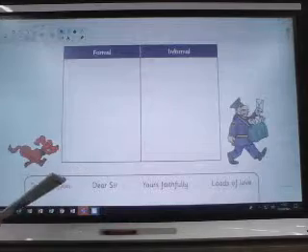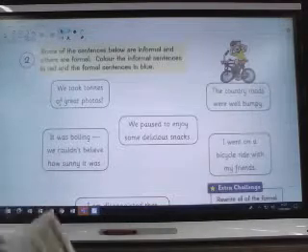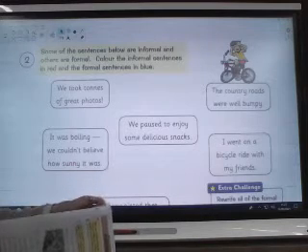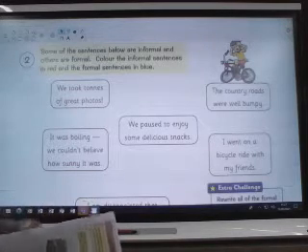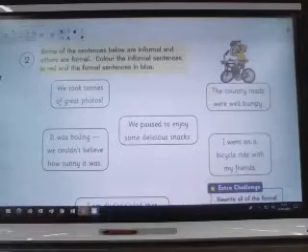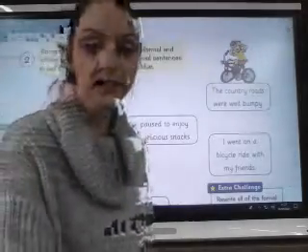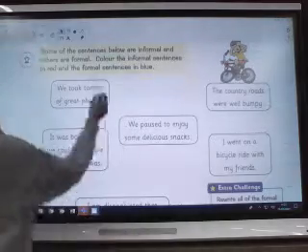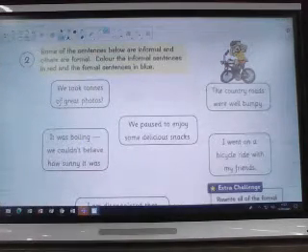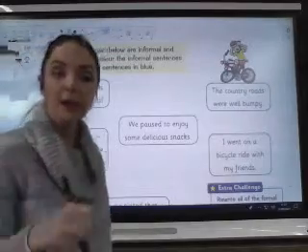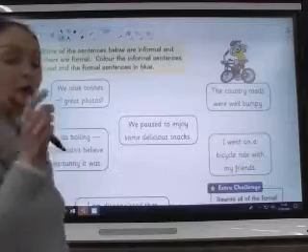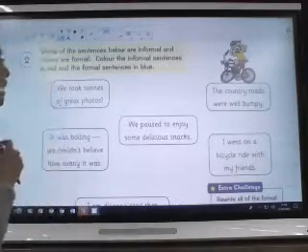Okay, on your next page then, page 10, it says some of the sentences below are informal and others are formal. Colour the informal sentences in red and the formal sentences in blue. Okay, so let me just get my red pen ready. So remember, if you haven't got the two different colours, don't worry, that's absolutely fine. Just write me an I for informal or an F for formal. That's fine.